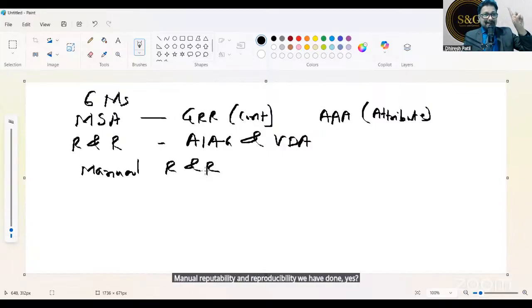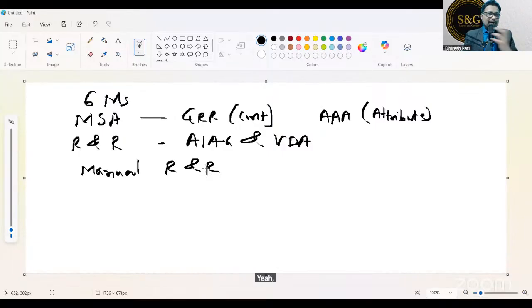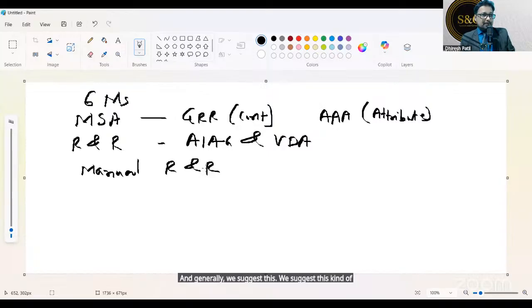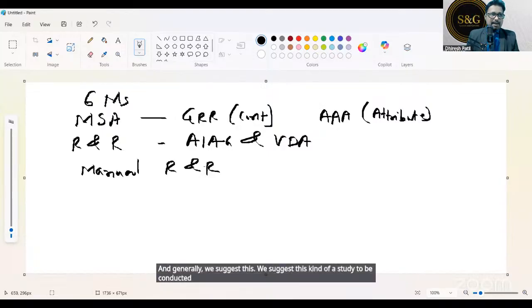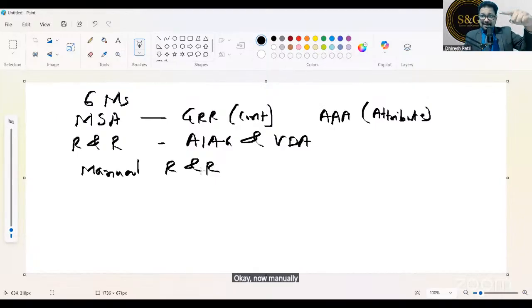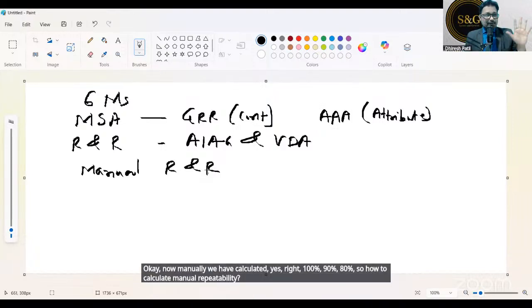Yes, everybody? Correct? There are so many of them, and generally we suggest this kind of study to be conducted in all these things. Yes, absolutely. Now manually we have calculated, yes, right? 100%, 90%, 80%. So how to calculate manual repeatability and manual reproducibility we have checked, correct?